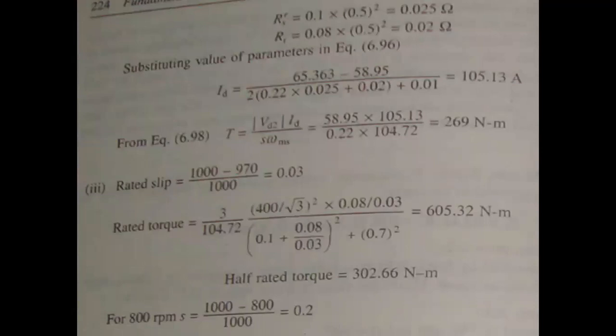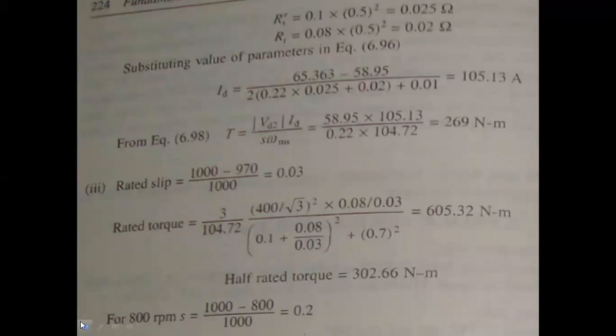And find out the rated torque. This is the torque at 780 rpm. Rated torque means at 970 rpm we have to take how much torque. Okay, so at rated torque we have to substitute the values of the given parameters in the torque equation.